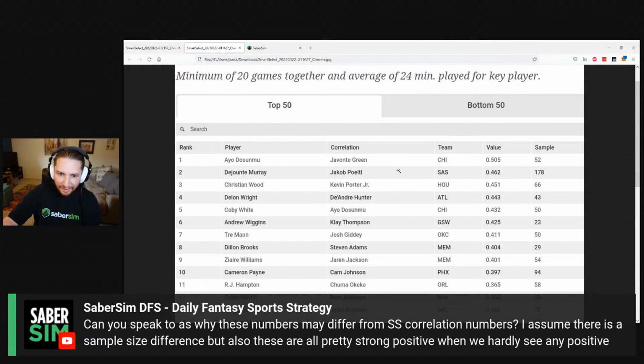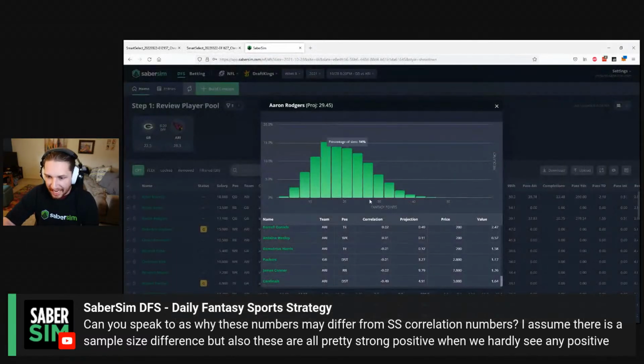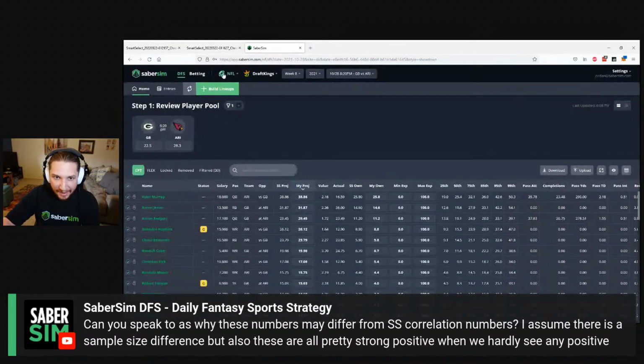So I think it's interesting. I think it's a good opportunity to talk through how to look at some of this with a critical eye, how to think about some of this, especially with the other tools at your disposal, with the other correlations at your disposal in the SaberSim app.